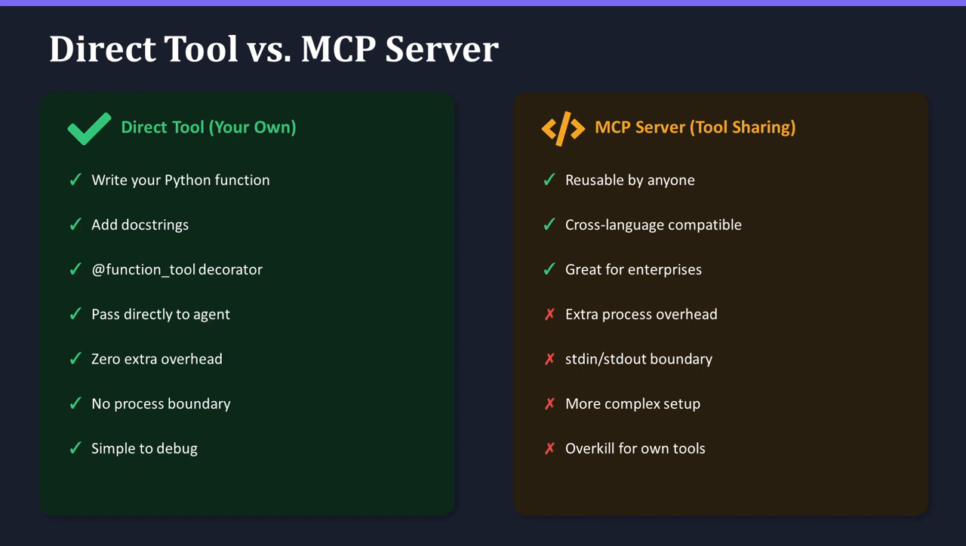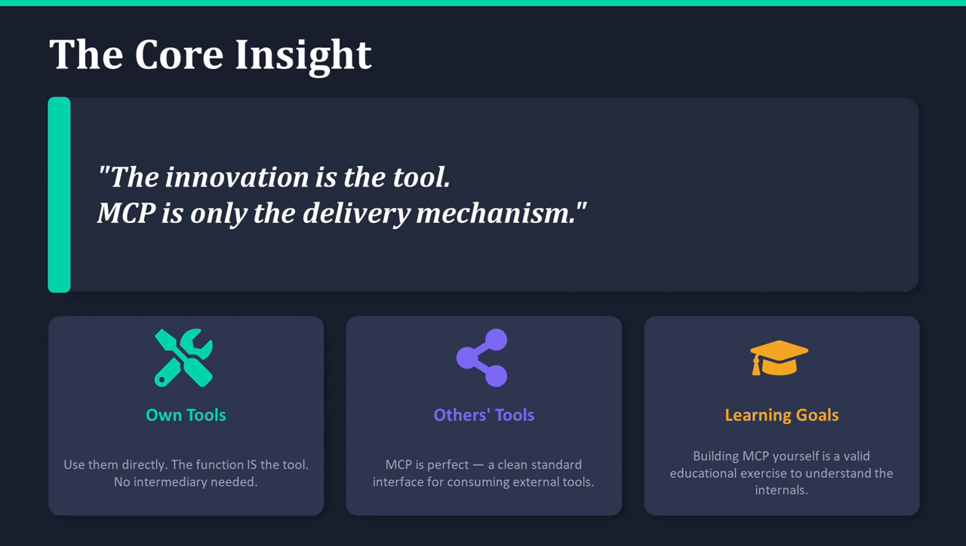On the other hand, with an MCP server, you get tool sharing, where you can use the tools of others and others can use your tool. It's reusable by anyone, cross-language compatible, and great for enterprise. But what are some cons? Extra process overhead, stdin and stdout boundaries, more complex setup, and overkill for your own tool. These are some pros and cons of both.